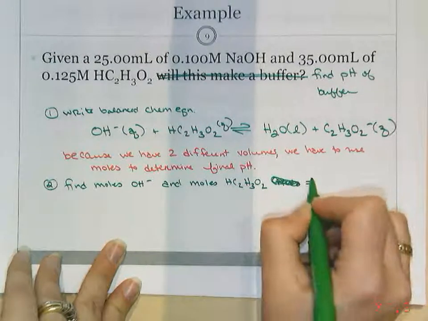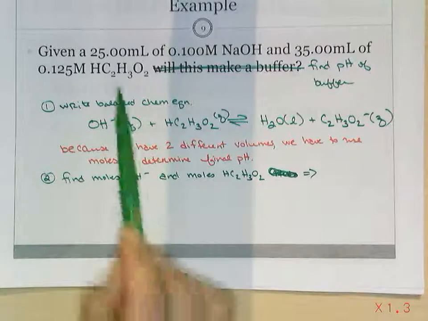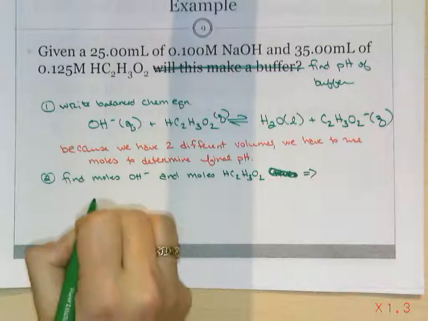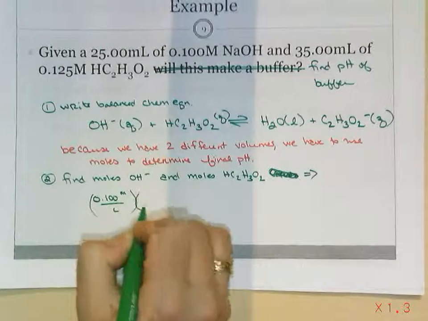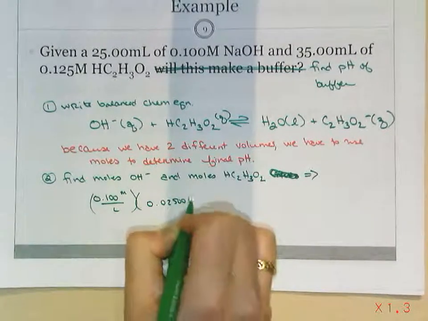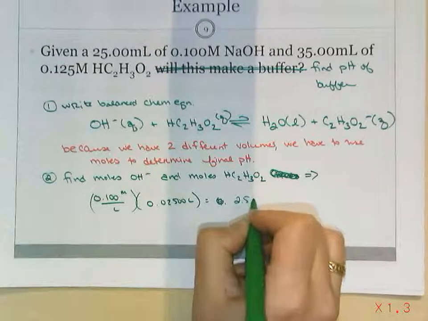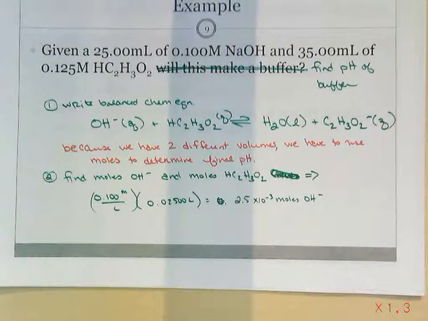All right, so we need to find the moles of the hydroxide, and moles of our weak acid. So if I know the volume and I know the molarity, how do I use those together to find moles? Multiply them together. Right, if I know the molarity and I know the liters, I can just find moles that way. And I'll do the same for the weak acid.